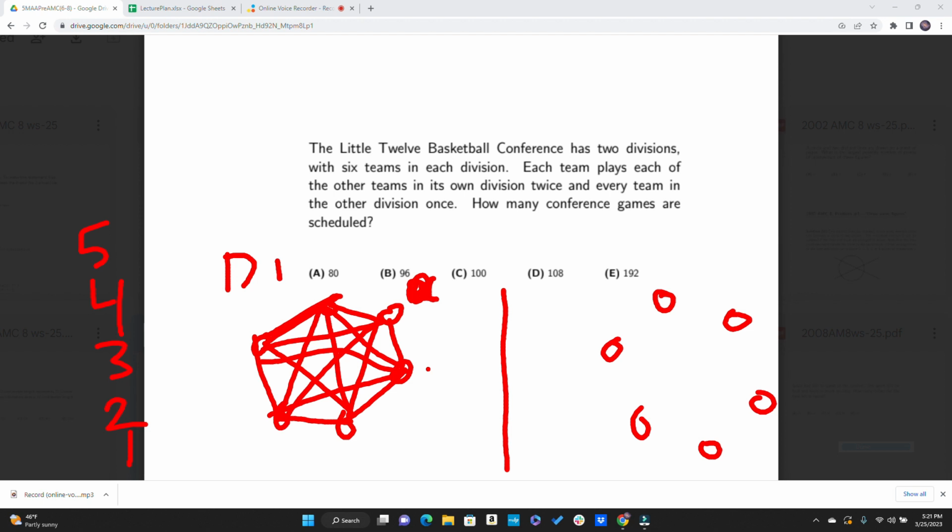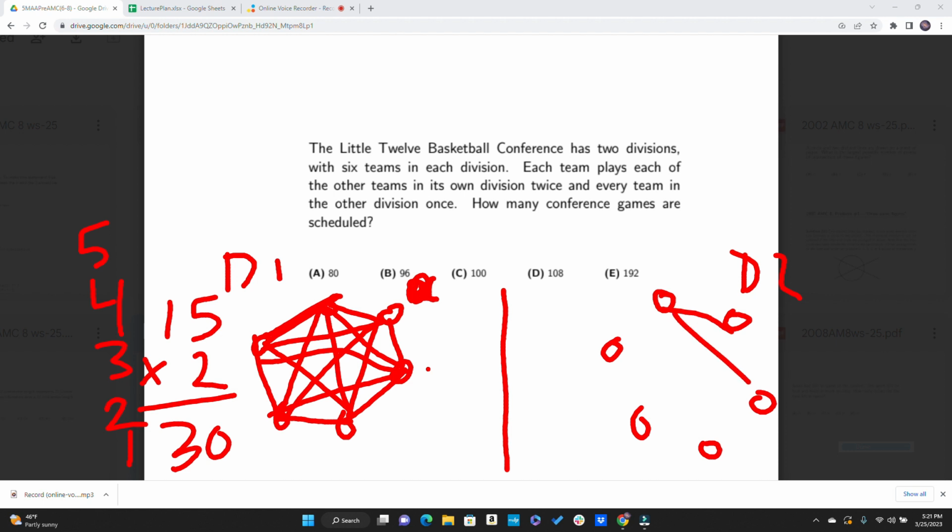So, when all of the teams have played each other once, they'll have played 5 plus 4 plus 3 plus 2 plus 1. That is 15 games. But they're going to all play each other twice, so this is going to happen 2 times. That'll be a total of 30 games. And the same thing's going to happen on the other side in Division 2, the same kind of process with everybody playing each other. So that's another 30 games.